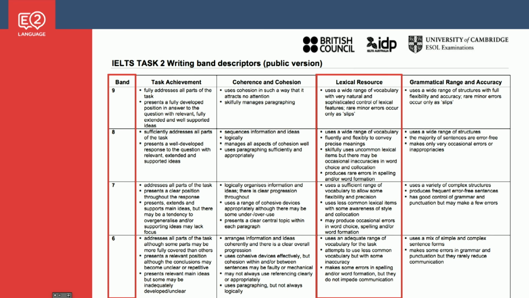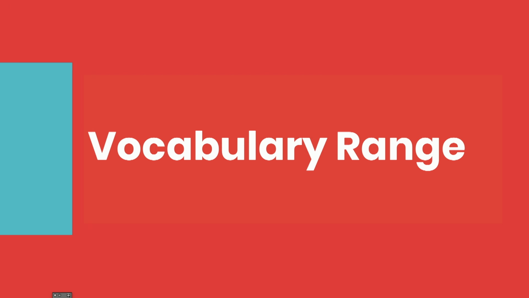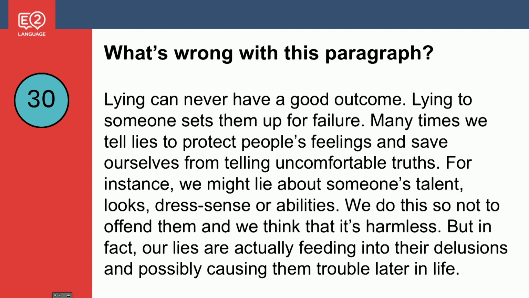So what we're going to focus on in this live class is vocabulary, and more specifically, we're going to look at vocabulary range, and we're going to look at vocabulary precision, because they're kind of 2 parts of the one thing that you need to be aware of, right? So let's start with vocabulary range. What I want you to do is tell me what is wrong with this paragraph.